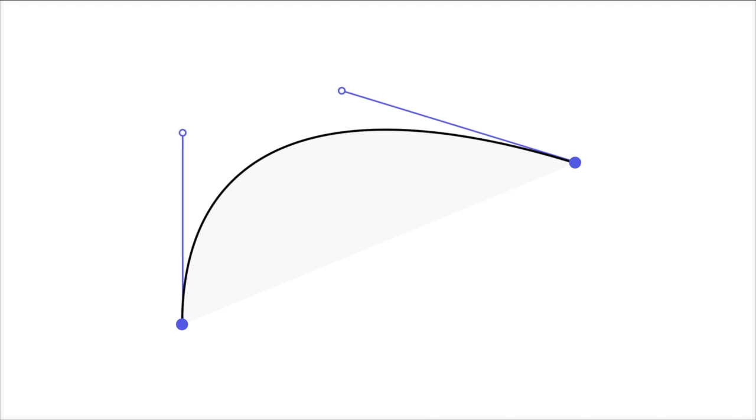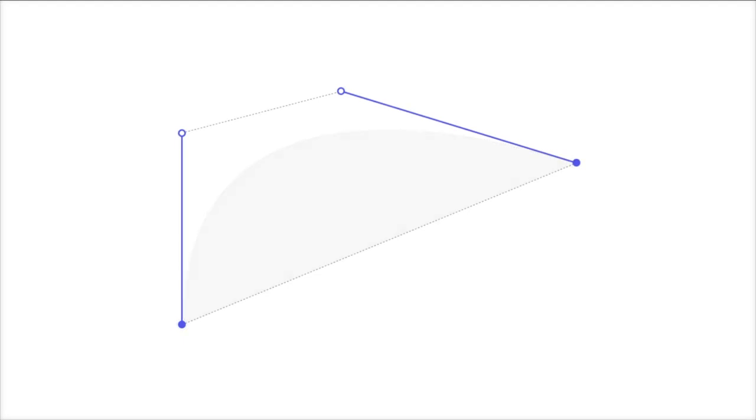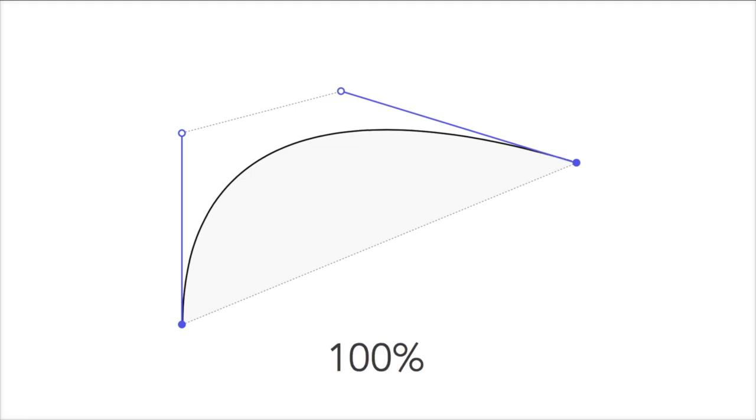But how does the computer actually draw the curve based on the positions of these points and handles? First, let's draw a dotted line between these vector points and the handle control points. It's important to know that it takes a certain amount of time for computers to draw a curve. Of course, this takes place in fractions of a second, so here it is in slow motion, where we can see what's really going on. When the computer starts to draw the curve, the process is 0% complete, and when the curve has been fully drawn, it is 100% complete.